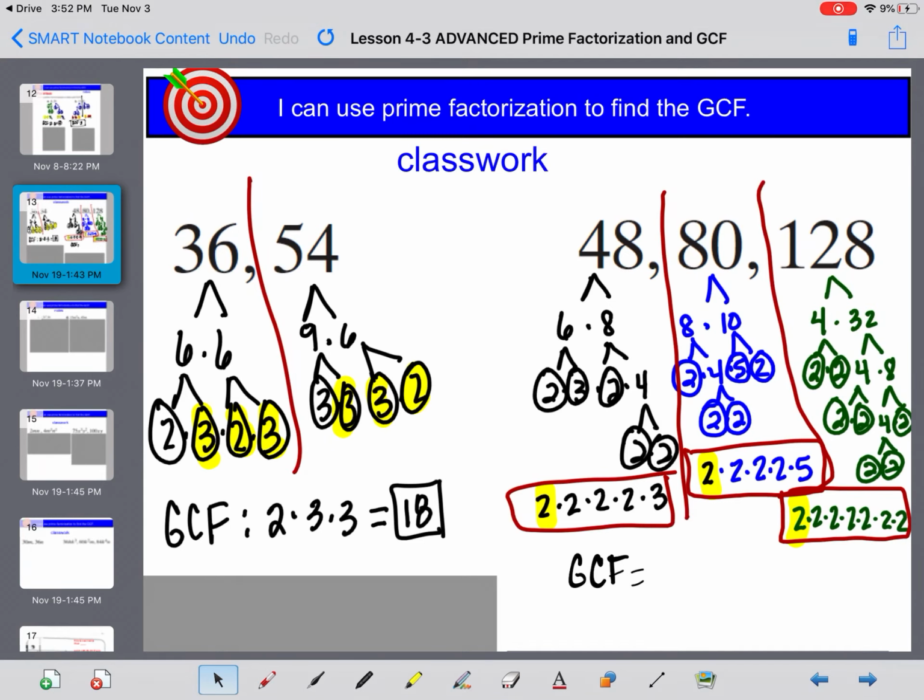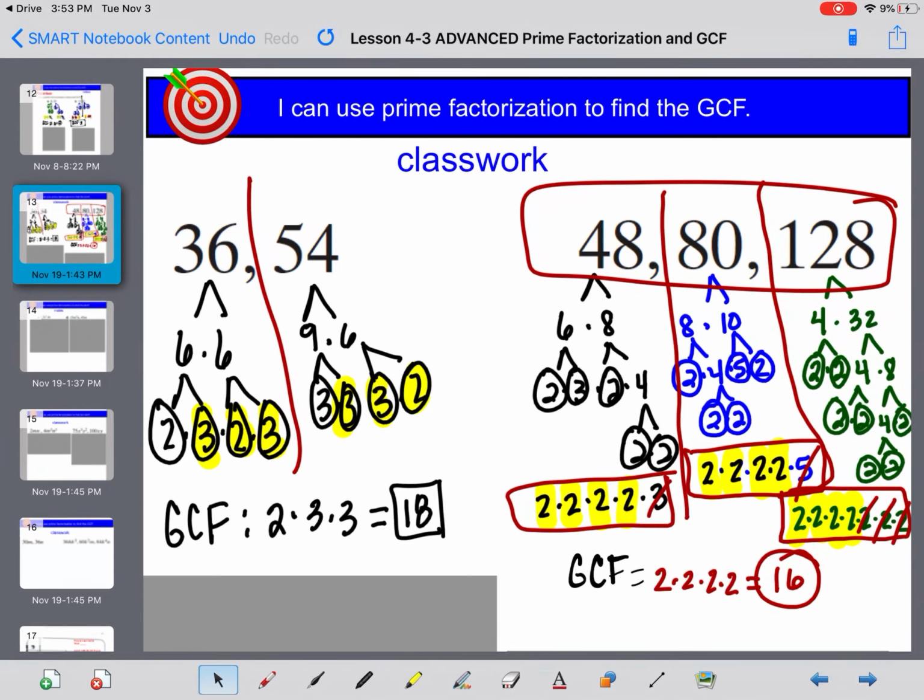So the greatest common factor, being what they have in common, I see so far that they have 1, 2 in common. What else do they have in common? Well, I see another 2, and another 2, and another 2. They have 4 2s in common. The 3 is not in common, the 5 is not in common, and these 2s are not in common. So 2 times 2 is 4, 4 times 2 is 8, 8 times 2 is 16. So 16 is the greatest common factor between all 3 of those numbers.